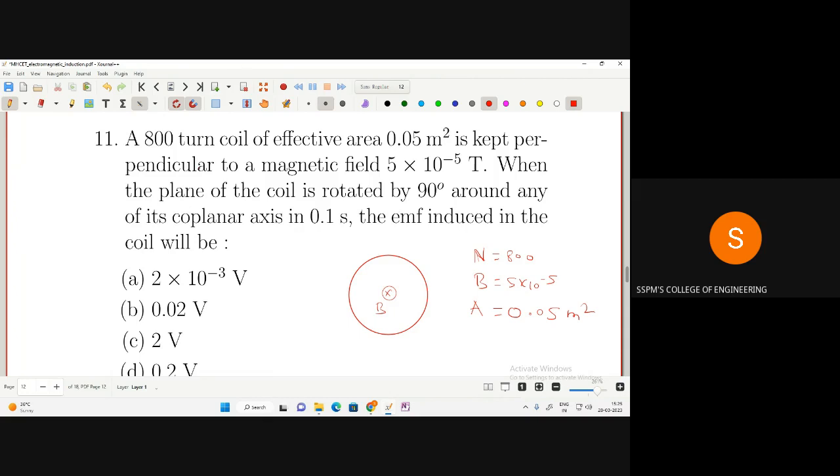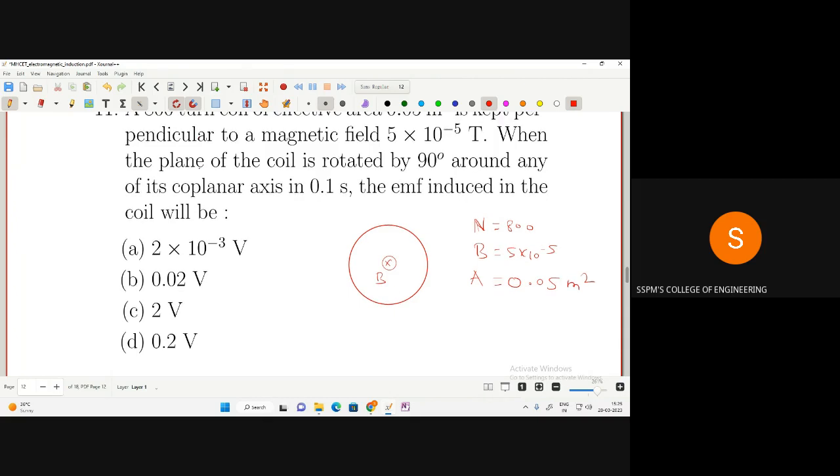And this coil is rotating by 90 degree. आता कॉइल रोटेट करायचा आहे आपल्याला by 90 degree, and time taken for that rotation is 0.1 second दिलेलं आहे. थोडक्यात हे डेल्टा टी दिलेला आहे, डेल्टा टी इज 0.1 सेकंड. तर तुम्हाला EMF induced फाइंड आउट करायचं.